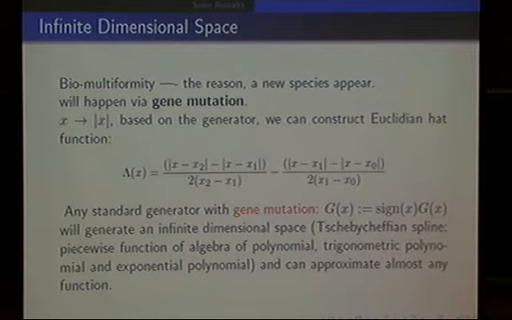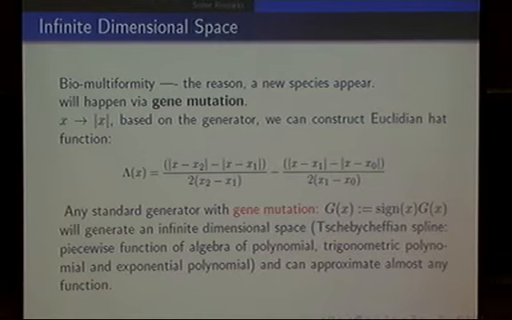Then, based on the generator, we can construct the Euclidean hat function. If we take this function as the generator, then we can take the shifts and the linear combination, and we can have this one. And this is called the Euclidean hat. And this function is very good. The linear combination of this one is a piecewise linear interpolation, and then we know any function can be approximated by the piecewise linear combination. The interpolation is very simple.